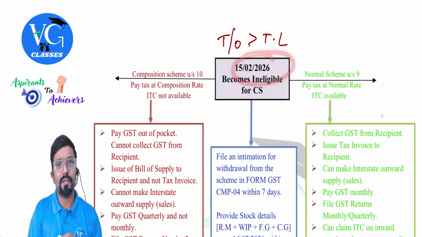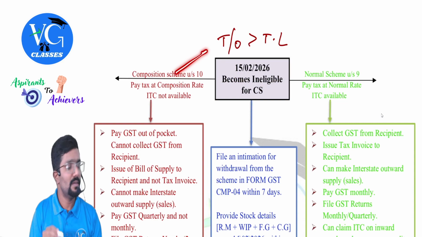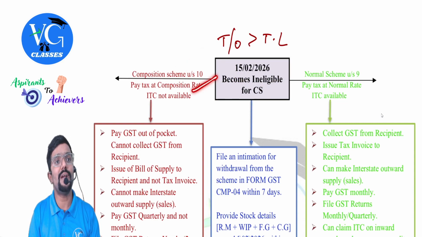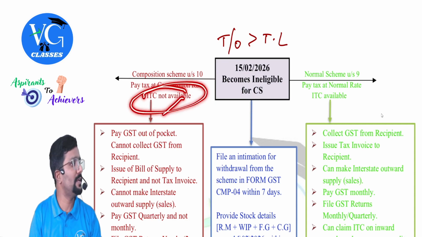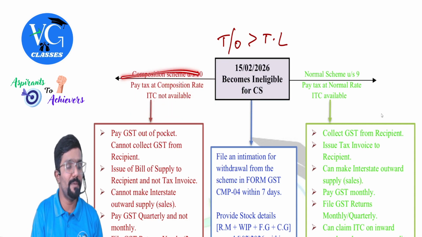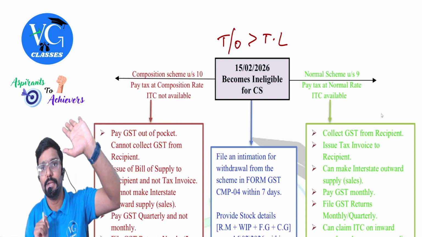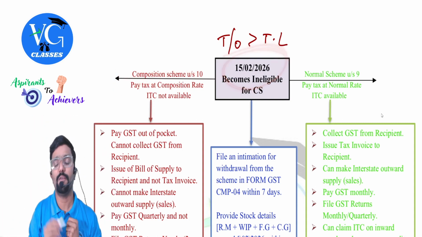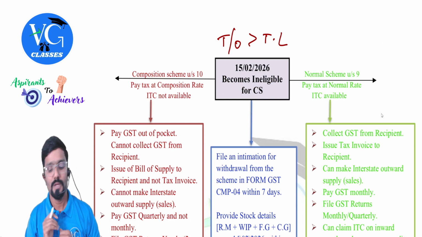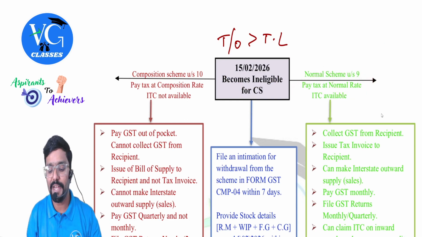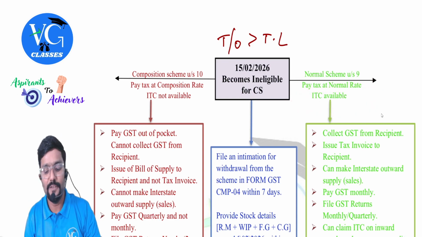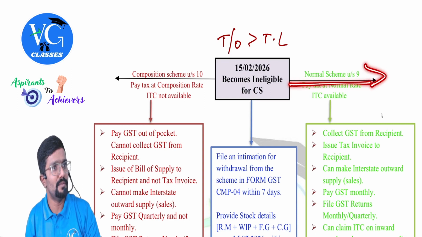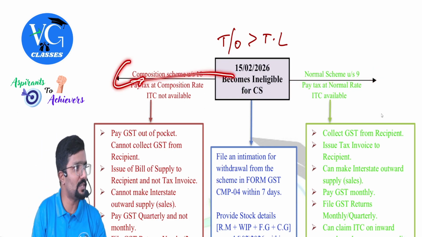Before 15th February, I was under which section? Section 10. So I was paying tax on my outward supply at what rate? Composition rate. So can I claim input tax credit on my inward supply? No, I cannot. So any purchases made before this, no credit. But from 15th February, where am I? Section 9. So I should pay tax on my outward supply at what rate? Normal rate. Can I claim ITC on my inward supply? Yes, I can claim. Now listen, guys. If I purchase anything after this, credit is available. If I had purchased anything before this, credit is not available.